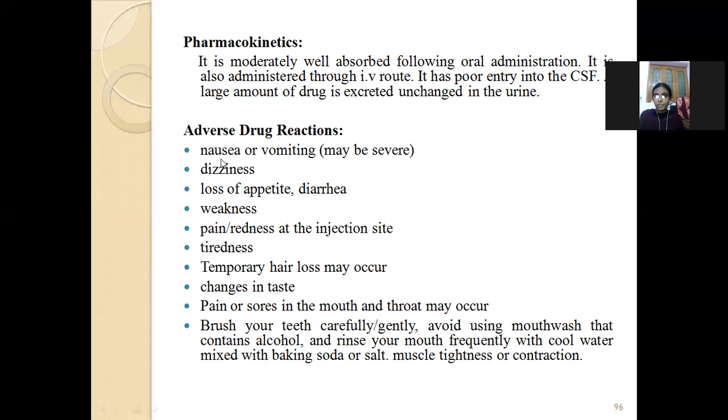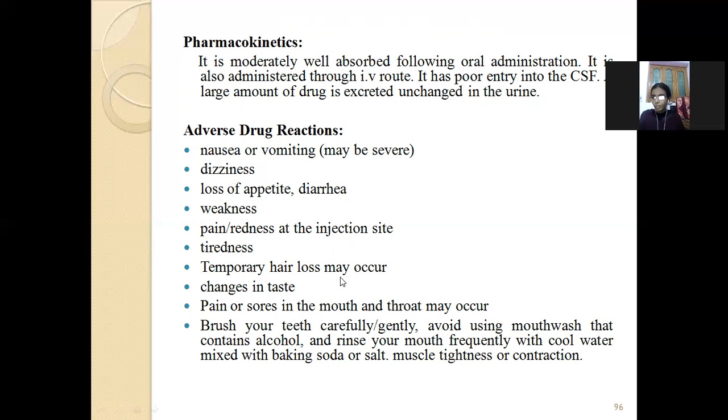Adverse drug reactions are nausea, vomiting, dizziness, loss of appetite, diarrhea, weakness, and pain or redness at the site of injection. If we take it through the intravenous route, at the side where we are taking the injection we may feel the pain or the redness. Also tiredness, temporary hair loss, changes in taste, and pain or sores in the mouth, meaning if it is taken through the oral route as a tablet or capsule, we can see pain or sores in the mouth and throat.